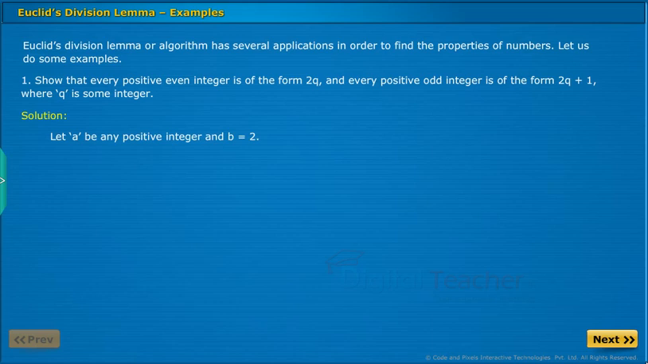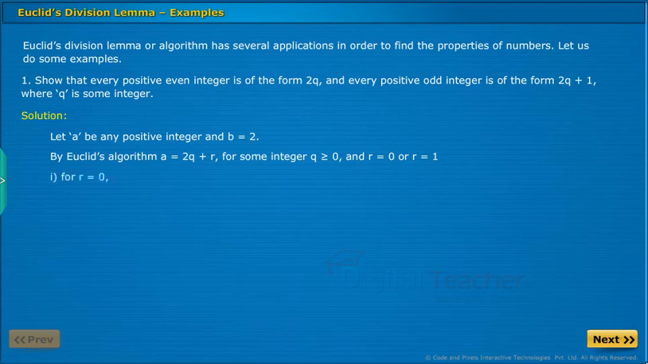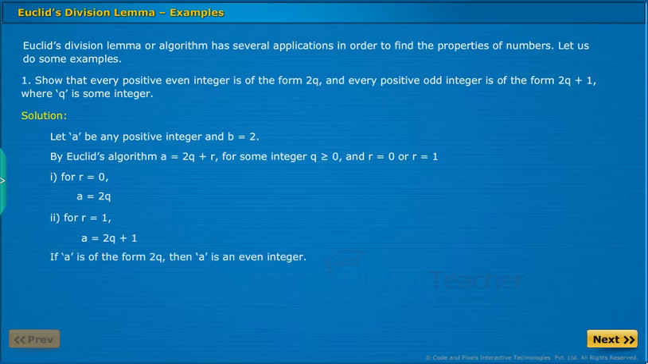Let a be any positive integer and b is equal to 2. By Euclid's algorithm, a is equal to 2q plus r for some integer q greater than or equal to 0, and r equal to 0 or r equal to 1. 1. For r equal to 0, a is equal to 2q. 2. For r equal to 1, a is equal to 2q plus 1. If a is of the form 2q, then a is an even integer. If a is of the form 2q plus 1, then a can be any positive odd integer.